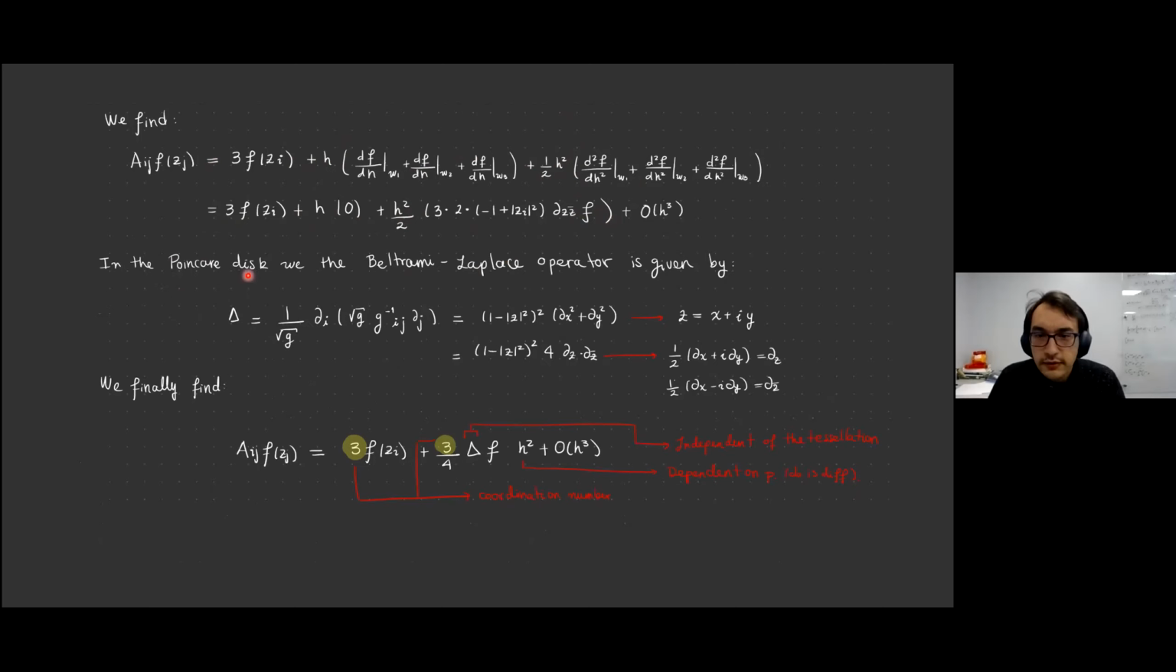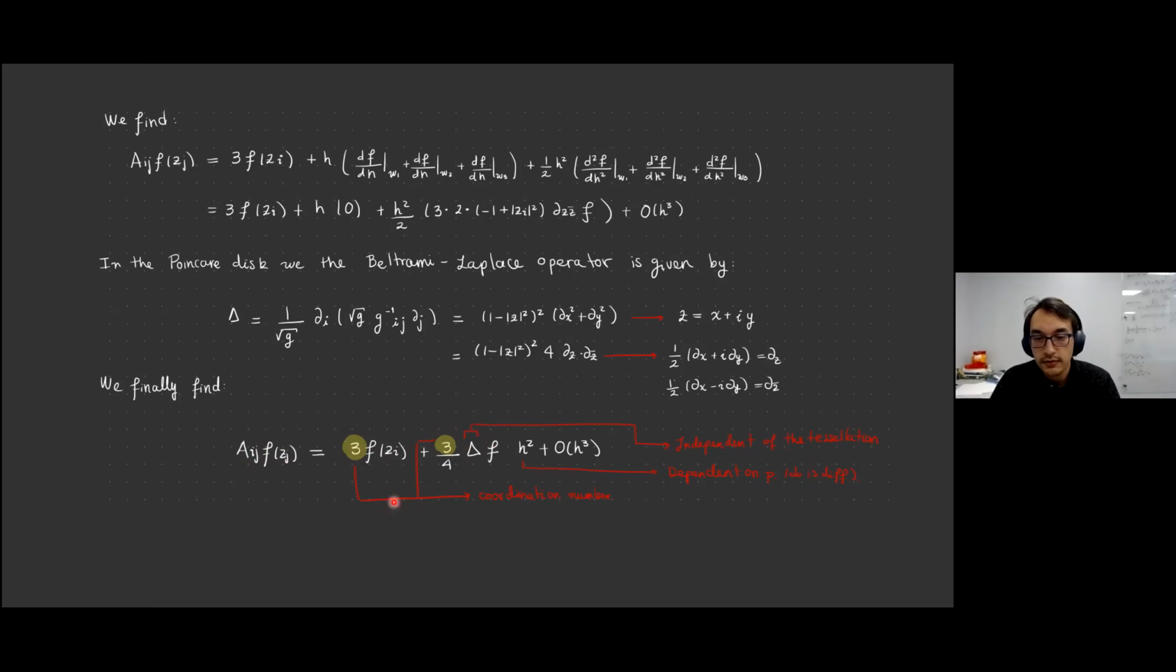Now, one interesting thing is that this second order expansion gives rise to the appearance of this Beltrami-Laplace operator in the disk. So if we replace what this is in terms of these derivatives, what we find is that the action of this A matrix on any function f is given by this. So the appearance of this Laplace operator is independent of the tessellation that we find.